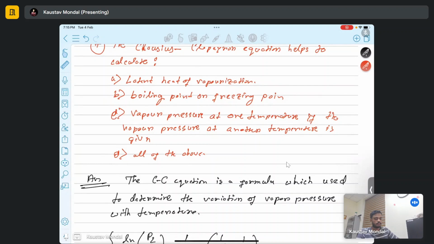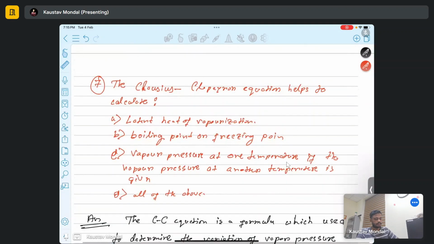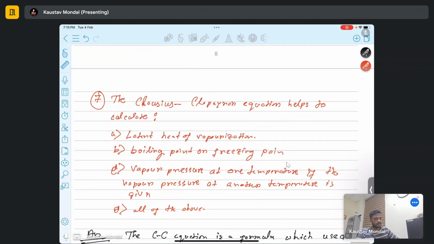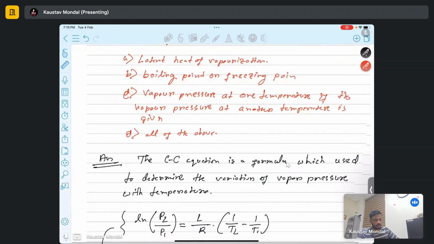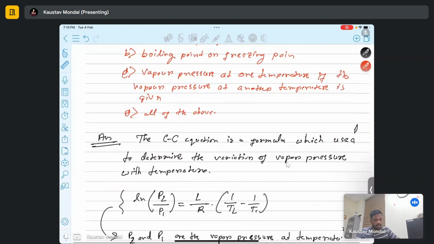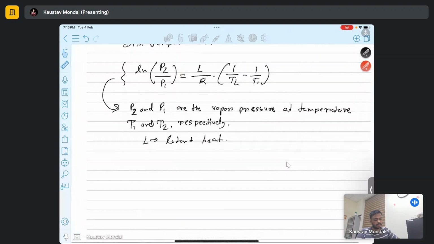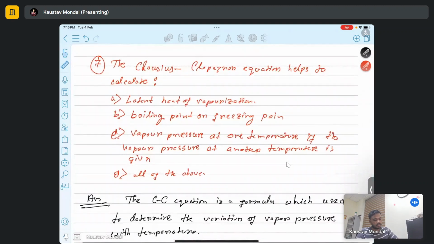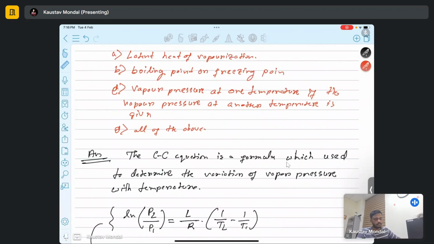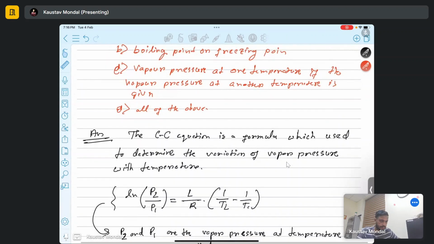Like if P2, P1 and T2, T1 are provided, then you can calculate the latent heat. If the option were written like that, then you could easily take option A or option B as the correct option, but as it is not written that way, we have to discard these two options.